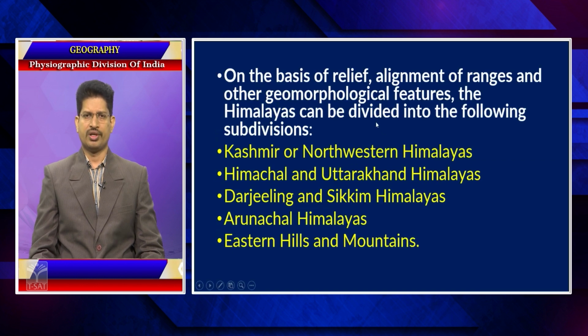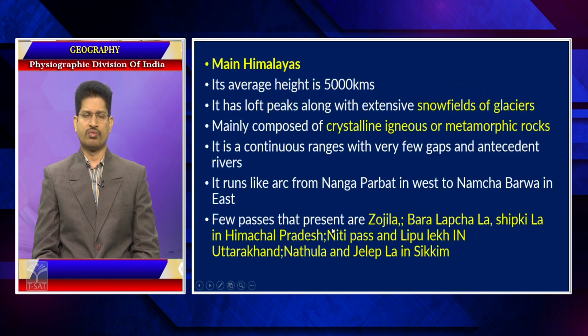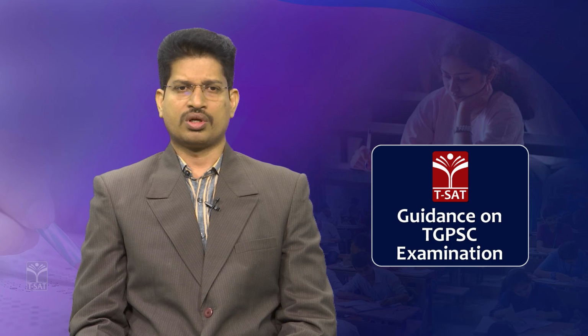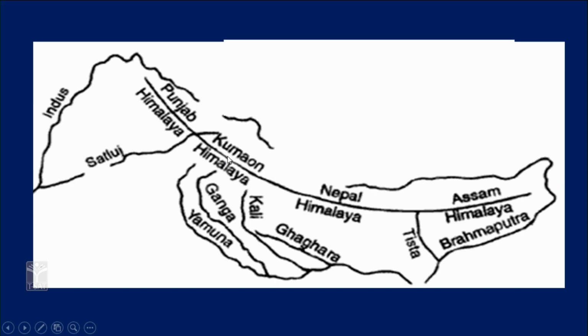On the basis of relief, alignment of ranges and other geomorphological features, the Himalayas can be divided into the following subdivisions: the Kashmir or northwestern Himalayas, Uttarakhand Himalayas, Sikkim Himalayas, Arunachal Himalayas, and Eastern Hill and Mountain Himalayas. A question can be asked in any way, so on this basis you must be able to answer it. For example, there might be a question where you may get confused about what a certain Himalaya means. After the Kashmir Himalayas you have the next Himalayas.